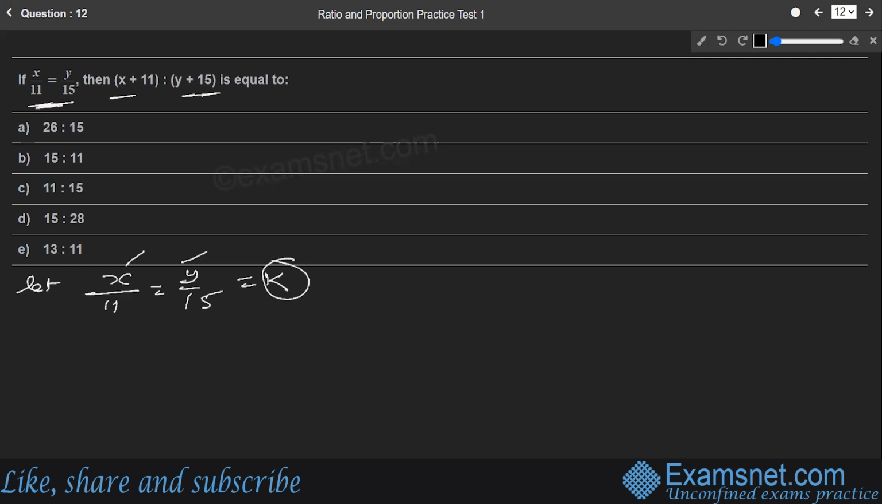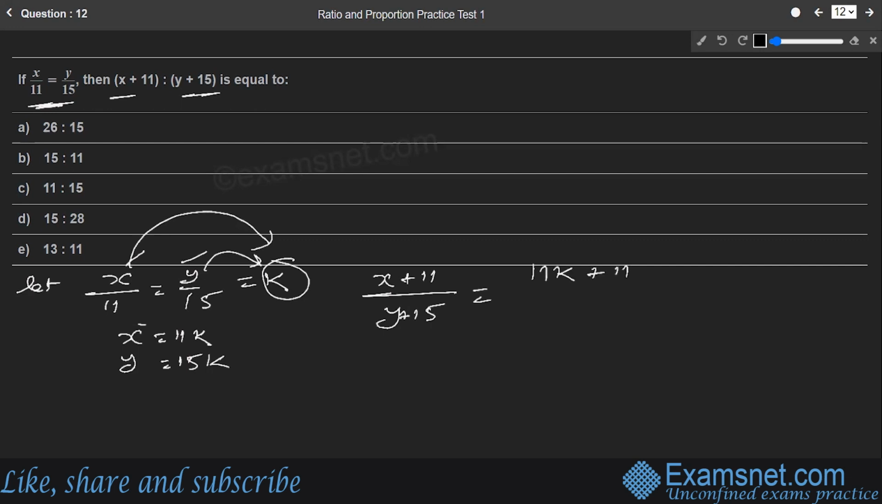How can we do that? If x by 11 is equal to k, then x is equal to 11k. Similarly, if y by 15 is equal to k, then y is equal to 15k. Now we have the values of x and y both, so we can replace them in the actual expression, x plus 11 divided by y plus 15. Replacing, the numerator becomes 11k plus 11 and the denominator becomes 15k plus 15.